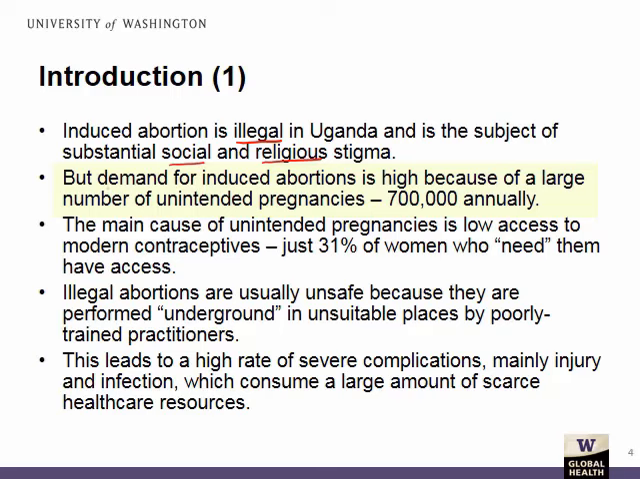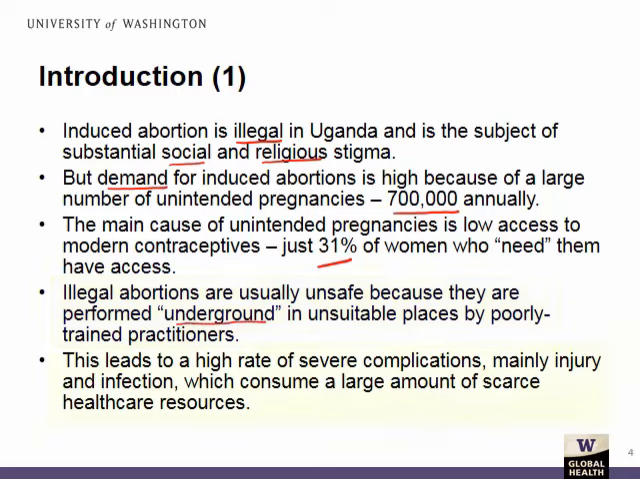You have some 700,000 induced abortions carried out on an annual basis, and the main cause of this is that unintended pregnancies are high, and the downstream reason for that is that there's low access to modern contraceptives, just 31%. So illegal abortions are usually unsafe, like I said in the previous slides, and they are performed underground in clandestine locations.